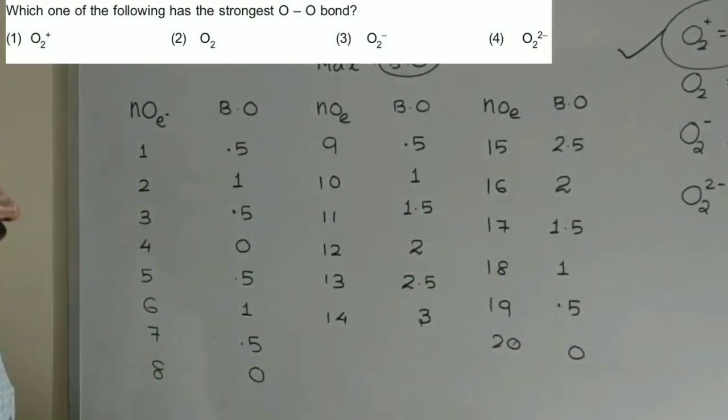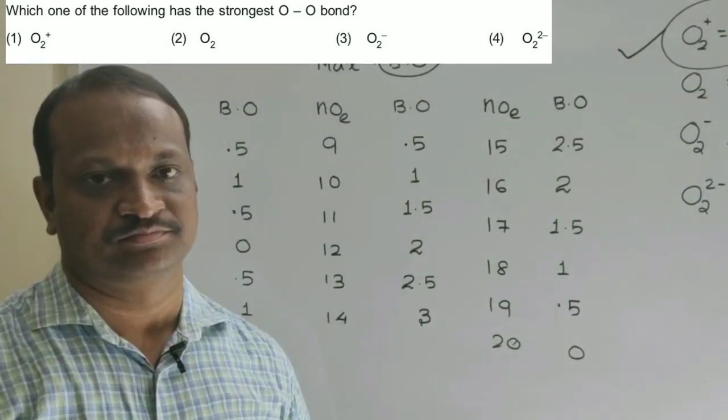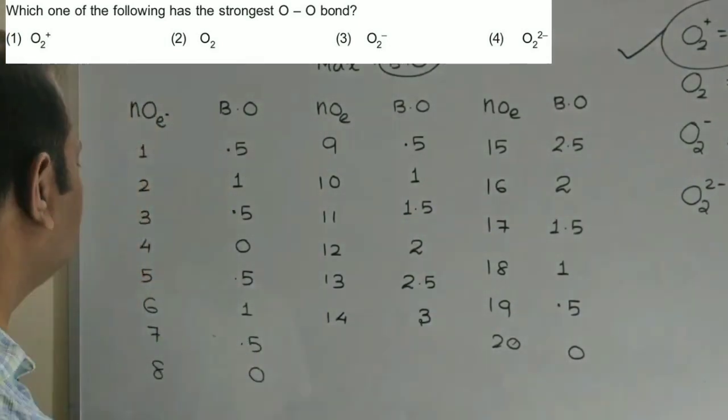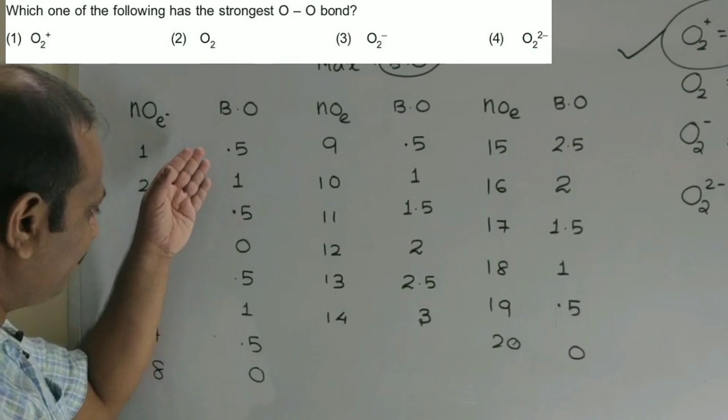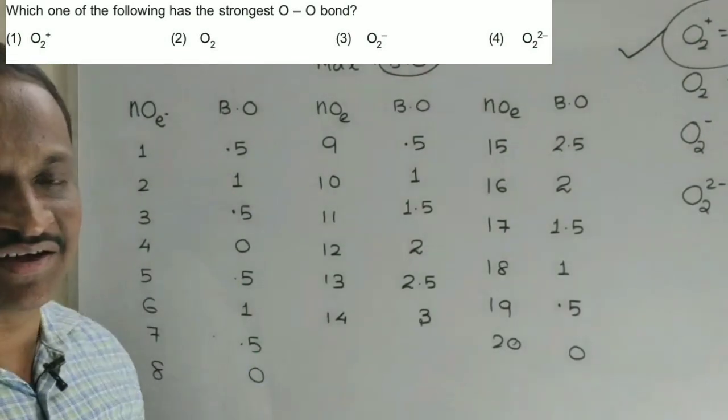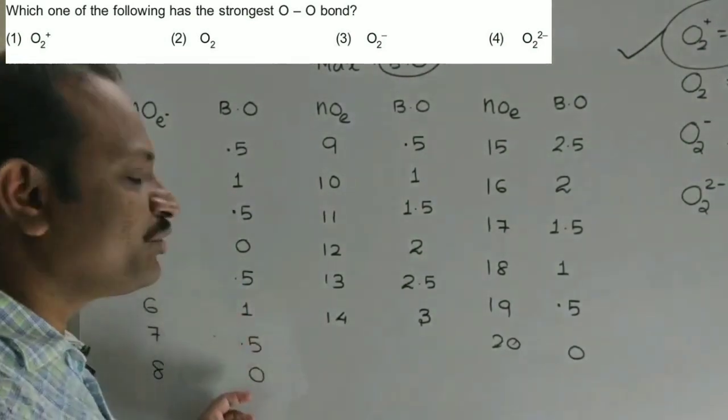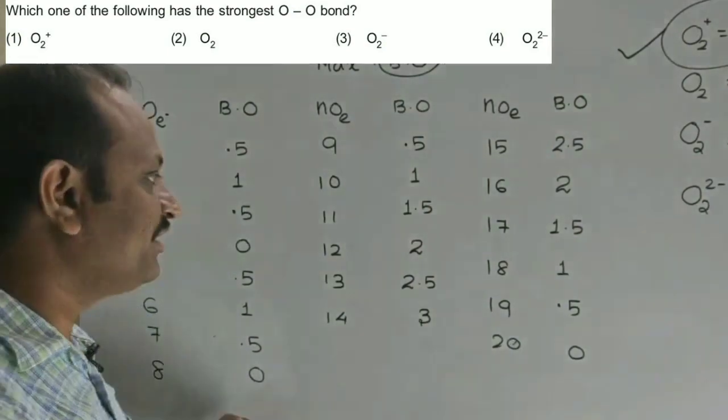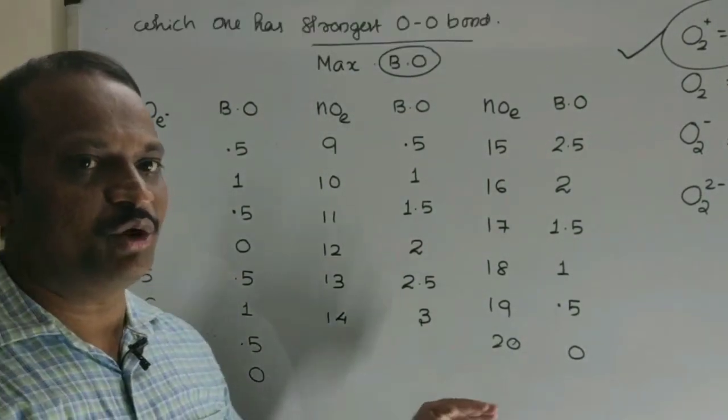And by using this, we can find out magnetic moment also. You can see the magnetic moment here: whichever comes to 0.5, they are paramagnetic. Whichever comes to 0 and 1, they are diamagnetic. So up to here, it's not a problem. After this, we just have to be careful.